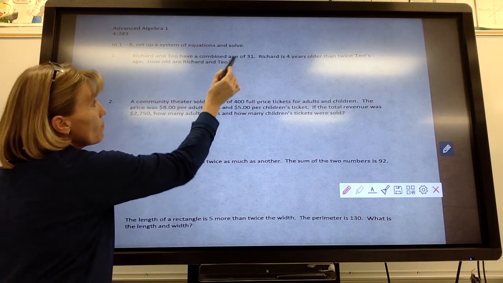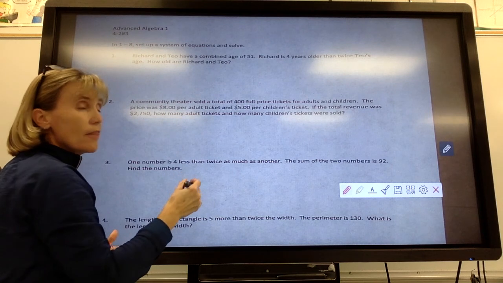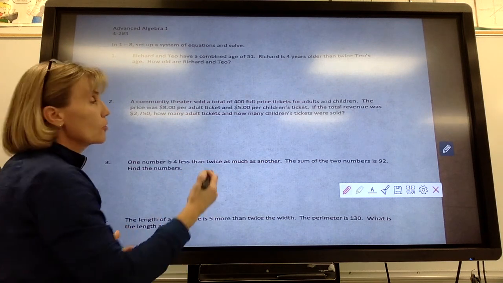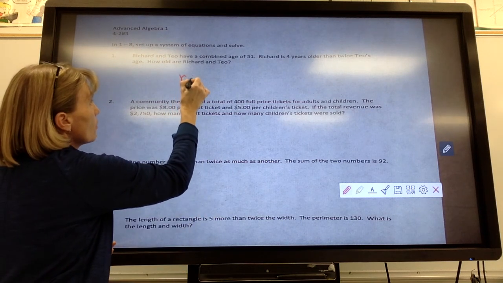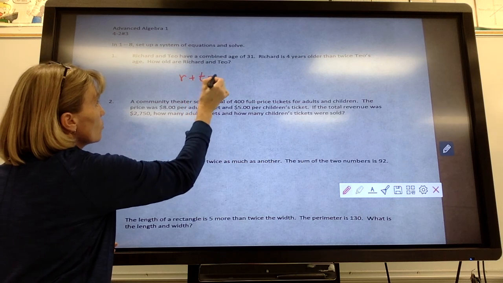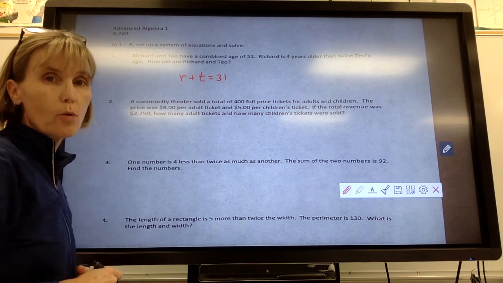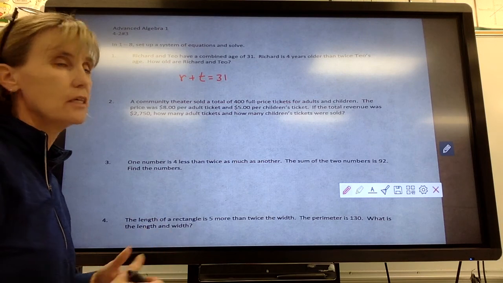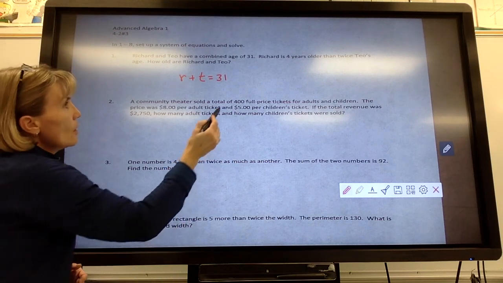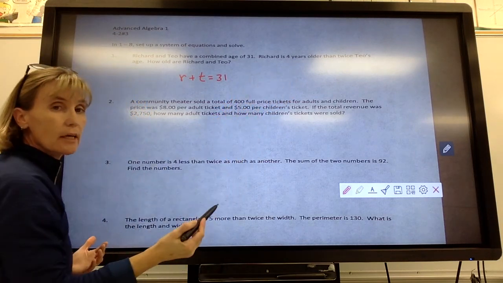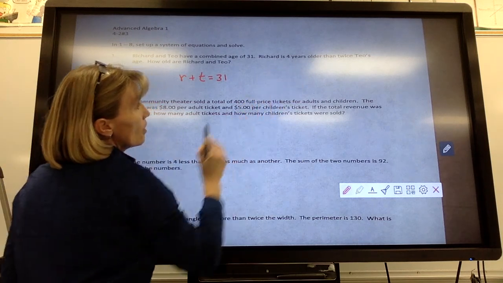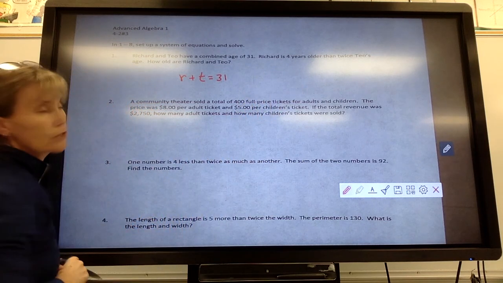If they have a combined age of 31, that means if I add their ages together, I get 31. So I'm going to say R plus T equals 31. That's one equation for my system. The second sentence is going to give me my second equation. It says Richard is 4 years older than twice Tio's age.